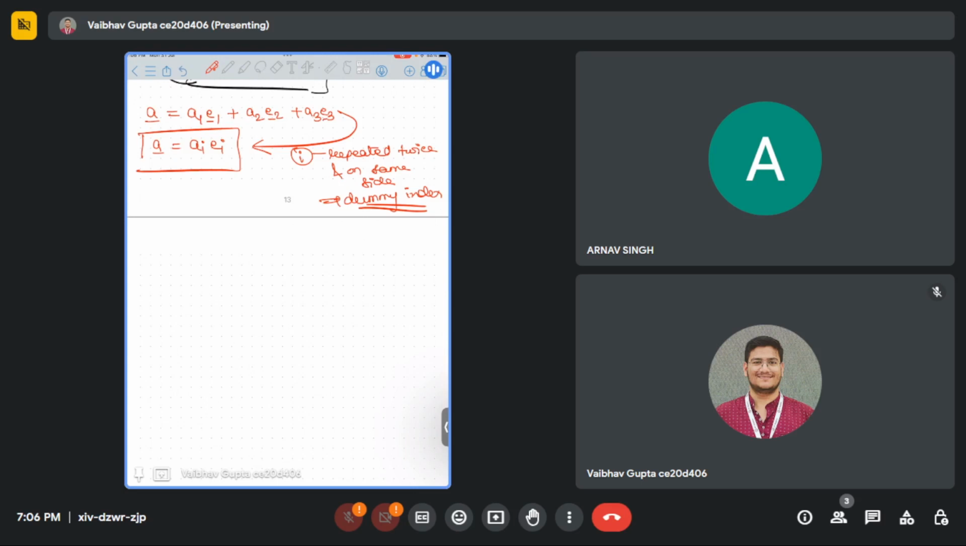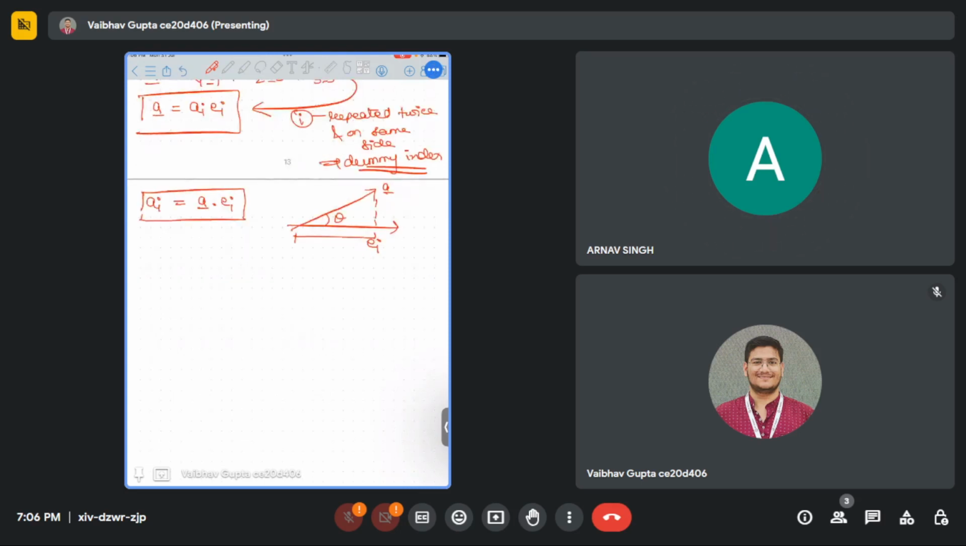So see, it's a dummy index, and the actual meaning of vector A is this only. Now we can say that a_i is nothing but the projection of vector A on e_i. This is what we studied with the dot product. Suppose this is e_i and this is A, having some angle. It is nothing but the projection on e_i. Got this point?